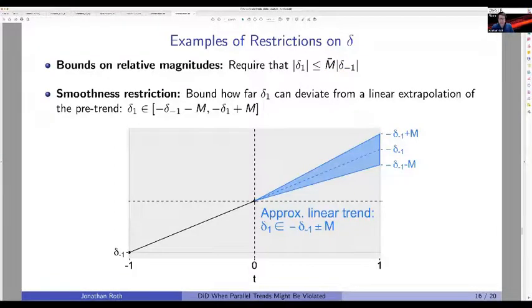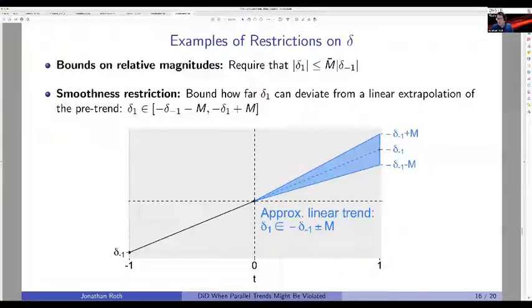A second type of restriction we can impose would be to say that we can basically smoothly extrapolate this pre-treatment trend to the post-treatment period. One thing people often do when they're worried about violations of parallel trends is to do a linear extrapolation of the pre-treatment trend. That would correspond with saying that if I took this true delta -1, I drew a line to period 0, and I continued that, I would get exactly to delta 1.